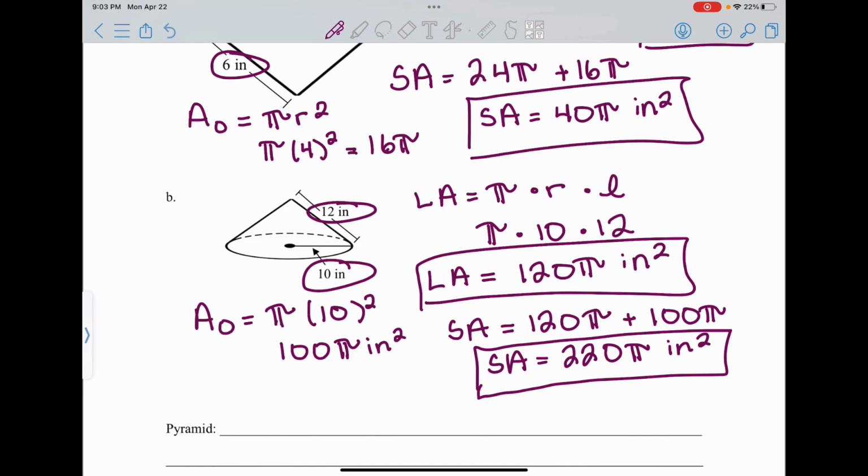And that is how we find lateral area and surface area of cones. Let's move on to start talking about pyramids.